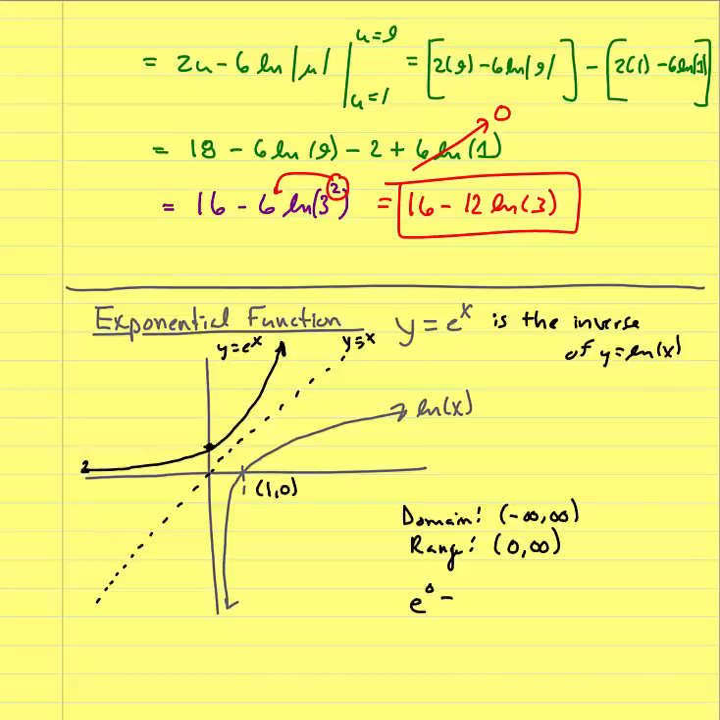e to the 0 is 1. Anything to the 0 power is 1. That's this point right here. e to the first is e. I guess that's not all that interesting. What are some other ones? We could look at e to the negative 1. That's 1 over e. So that would be somewhere down in here. e to the negative 1 is 1 over e. It's a fraction of about a third or so. So those are some interesting characteristics of our exponential graph.